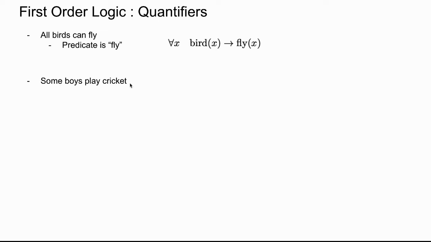Let's take another sentence. Some boys play cricket. So here the predicate is play, and so we can have two functions. One is boy of x, another one is play, which takes two arguments. So this boy of x is a unary function, and play x comma cricket is a binary function because it is taking two inputs. So play x comma cricket would be true if x plays cricket.